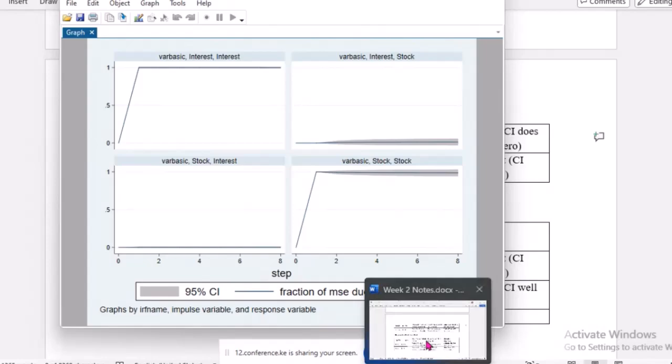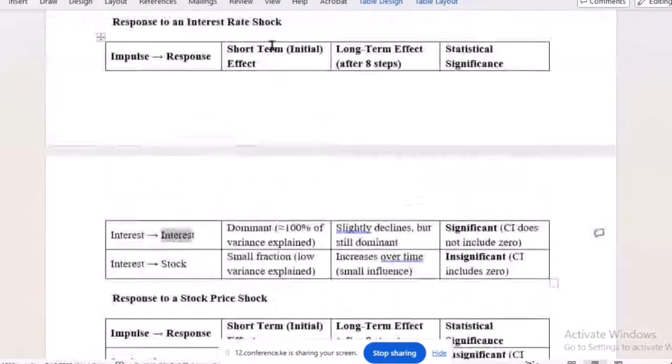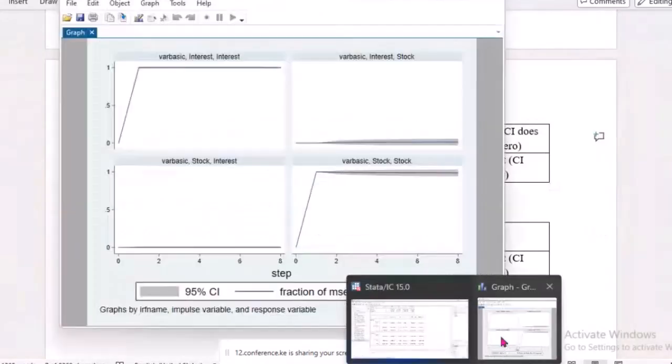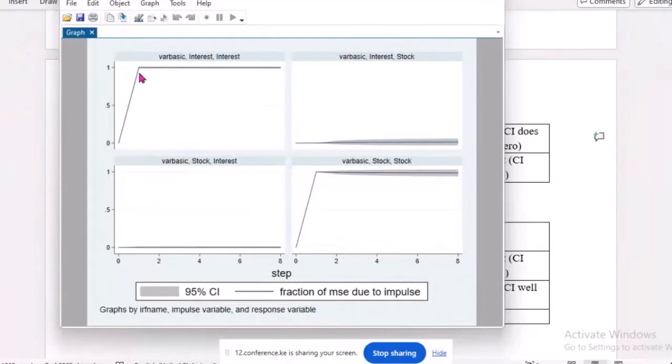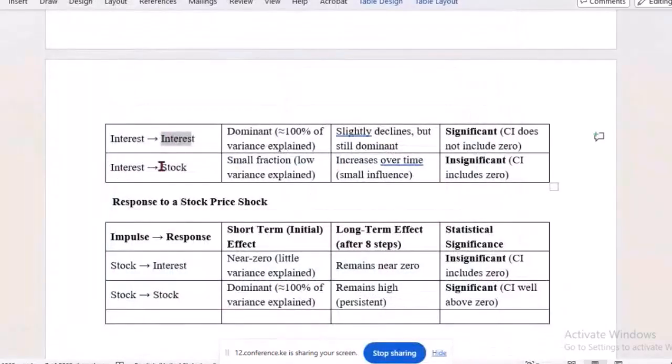So I have made a summary of whatever we have discussed. A shock of interest rate on itself, in the short run, the initial effect is dominant. Almost 100% of the variance is explained. That is what we see here. Then a shock of interest rate on stock. How does the error of stock change? It is just a small fraction. You can see it is a very small fraction here.